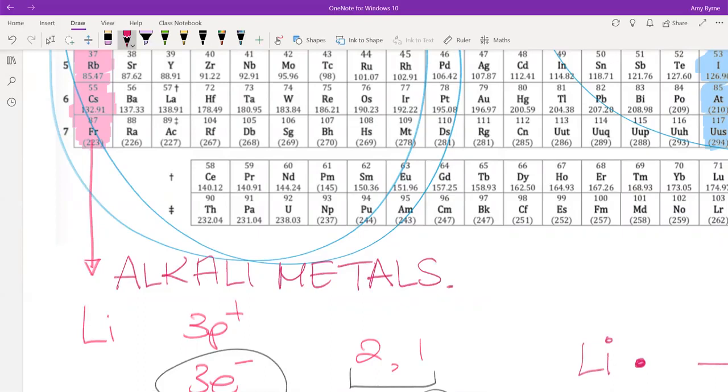So next class, I'm going to talk about how carbon and other elements like carbon in the middle of the periodic table get those full outer shells, how they get that octet.